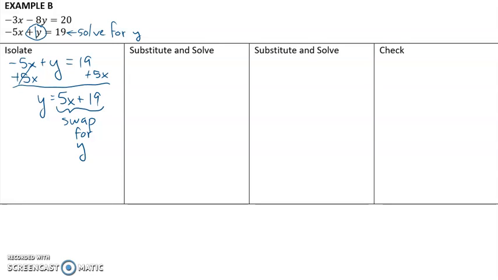Okay, so let's do it. I'm going to go back into the other equation: negative 3x minus 8y equals 20.